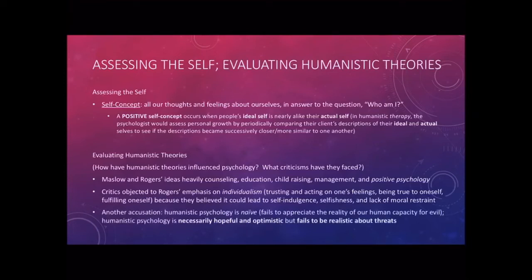And then another accusation is that humanistic psychology is naive in that it fails to appreciate the reality of the human capacity for evil because it's too optimistic and says people are basically good and they want to self-actualize. And we haven't necessarily seen evidence for that throughout history, right? So humanistic psychology is necessarily hopeful and optimistic, but it fails to be realistic about people.